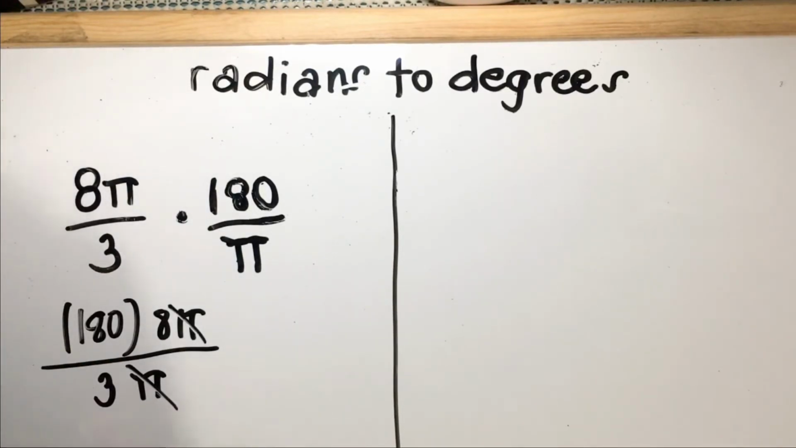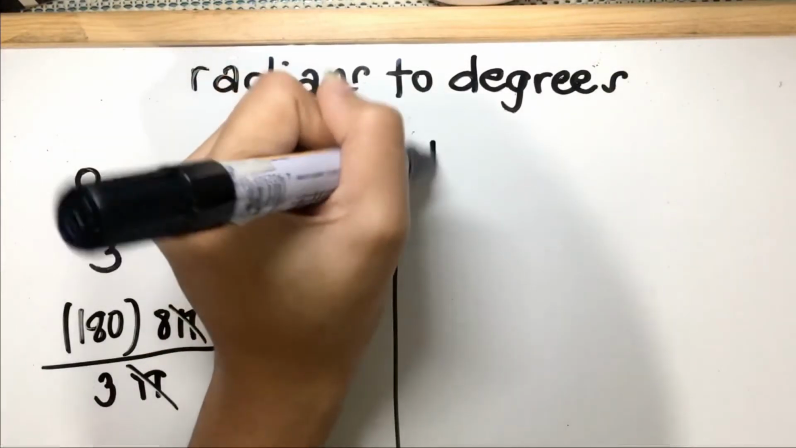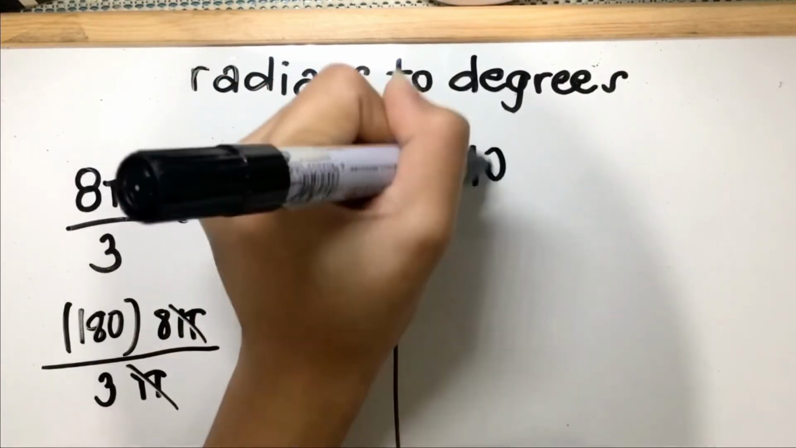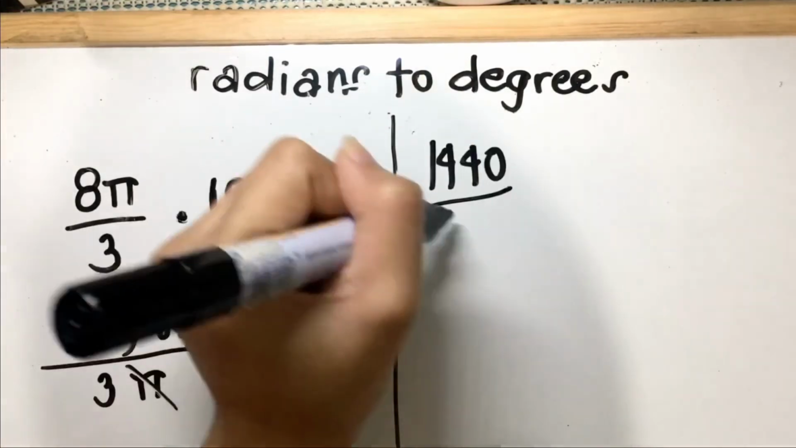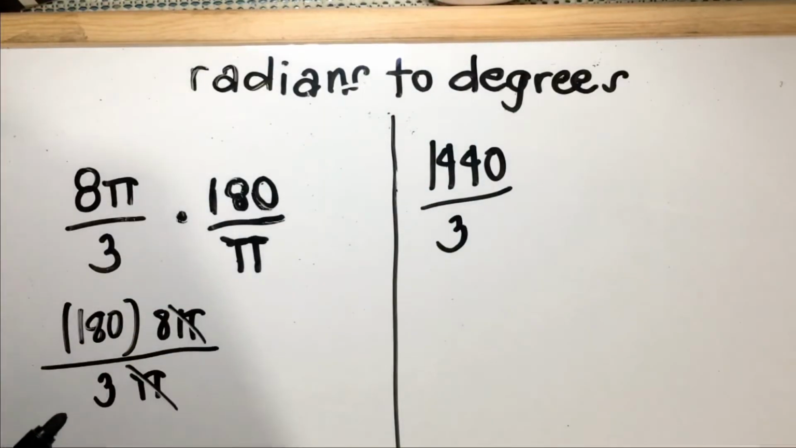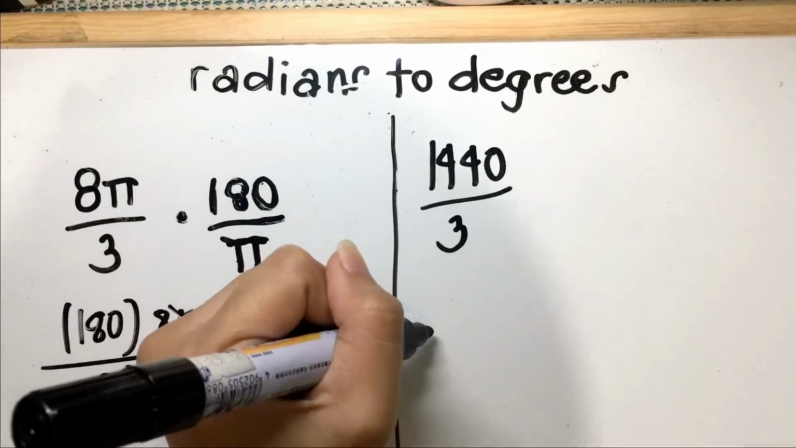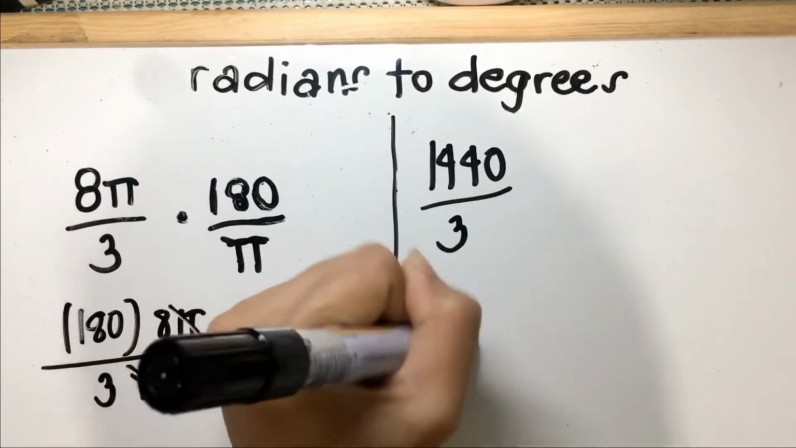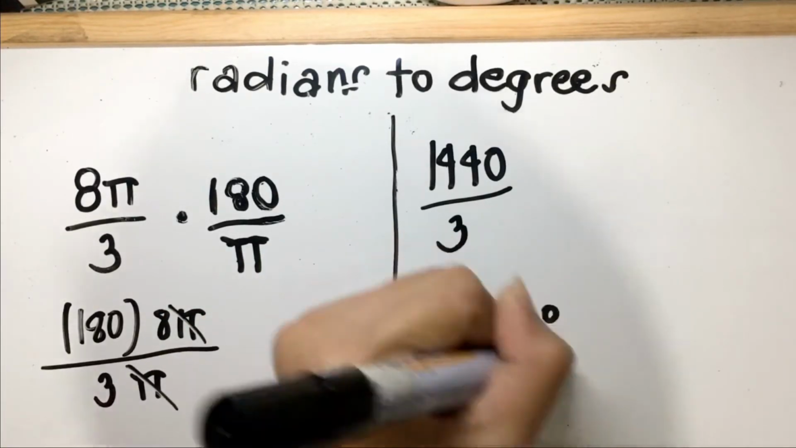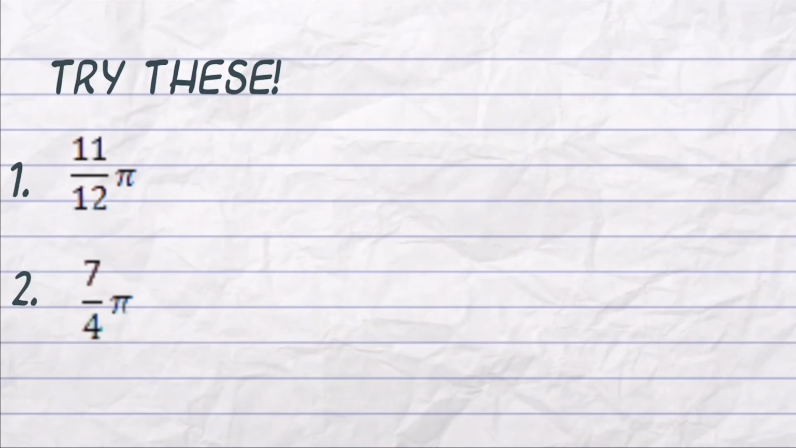So now we are going to multiply 180 by 8, and it will become 1,440. Then we divide by 3. 1,440 divided by 3 will become 480 degrees. Now try converting these radians into their corresponding measures in degrees.